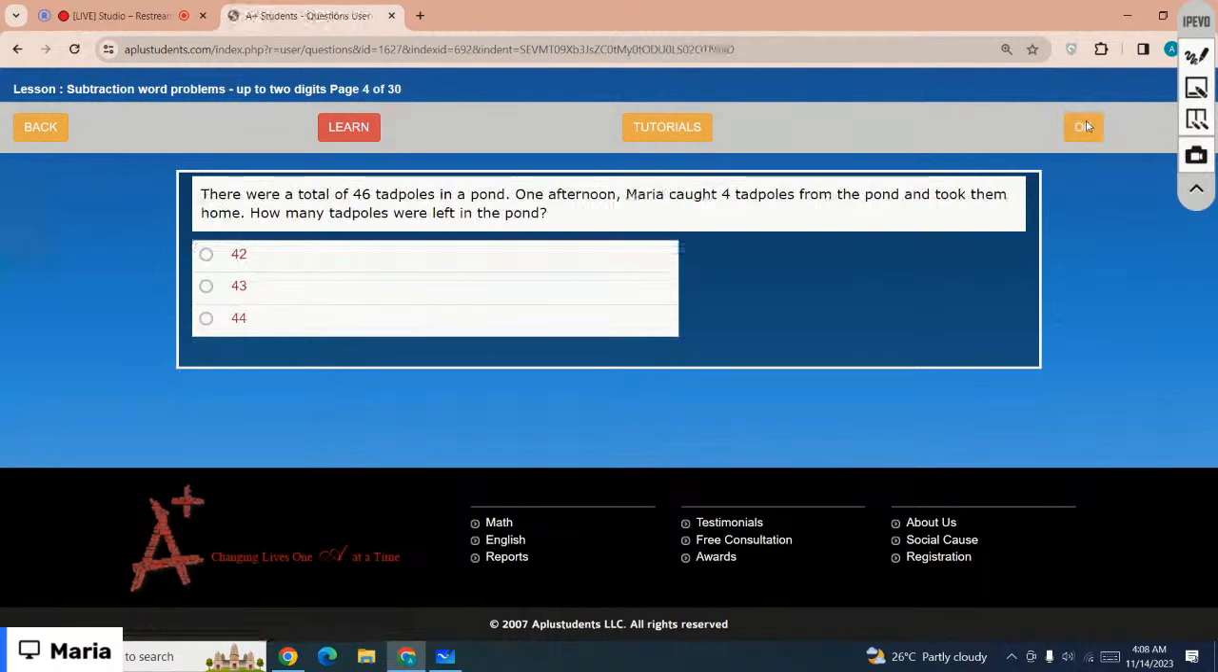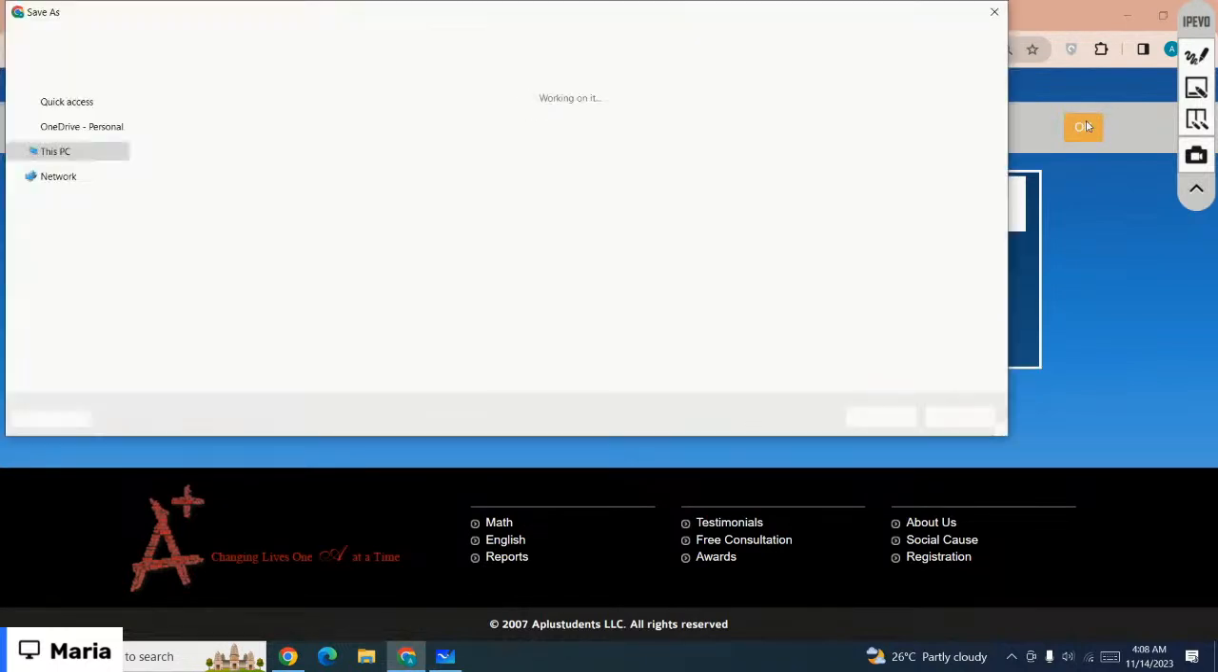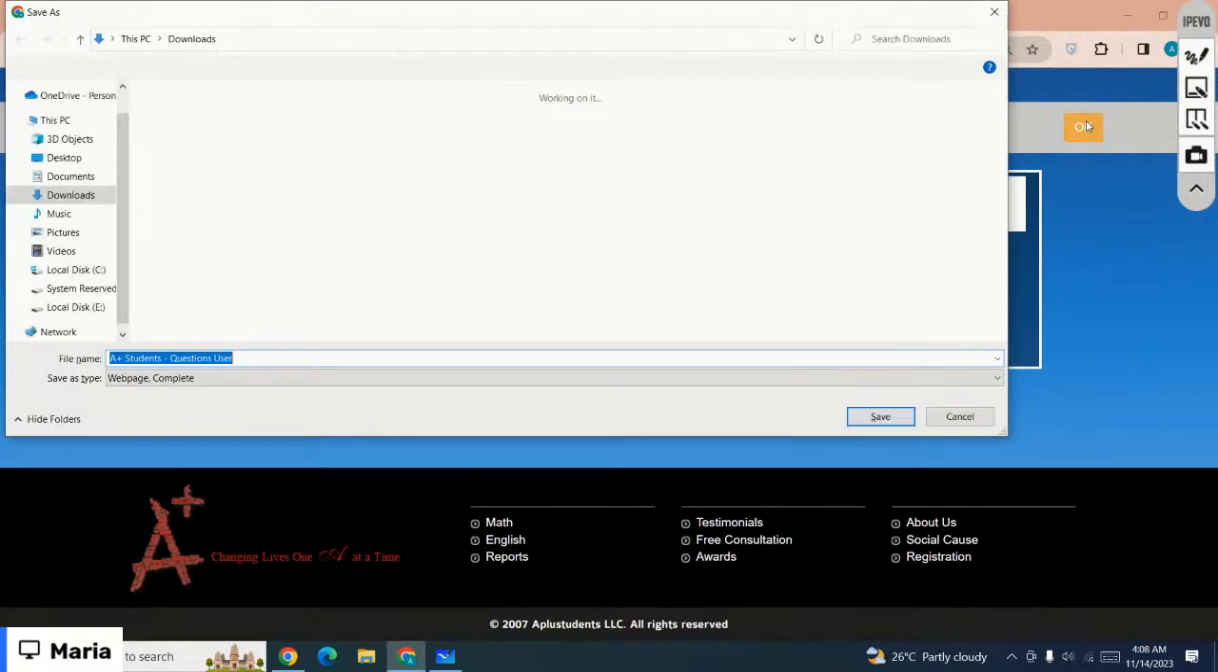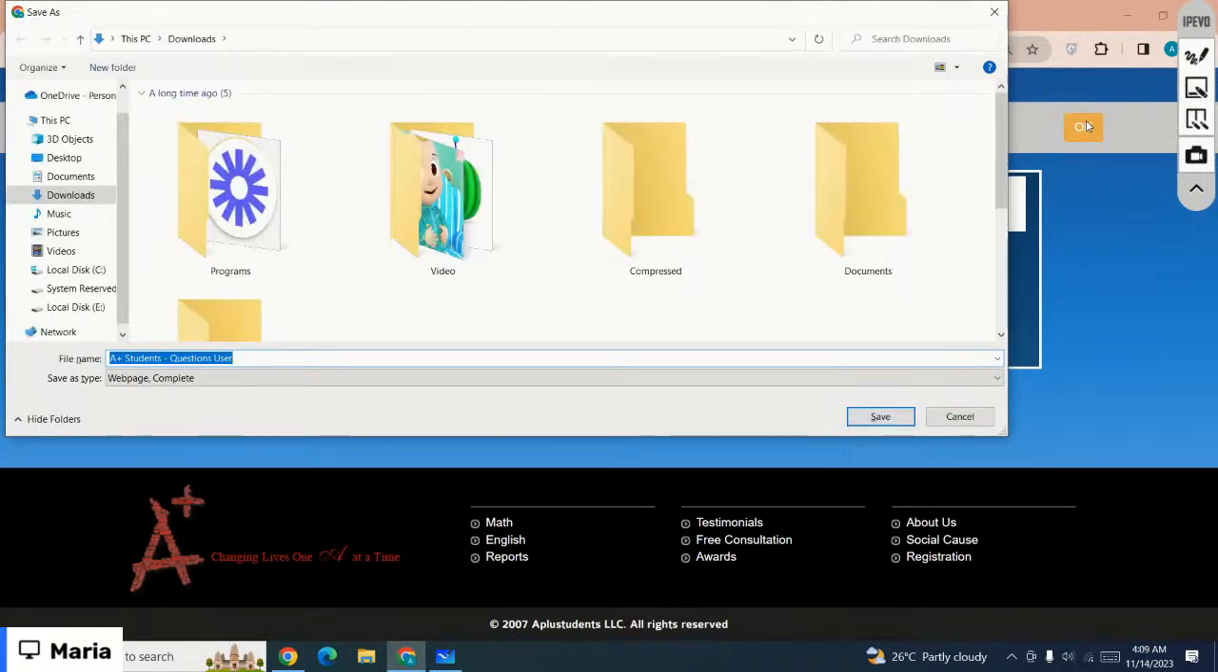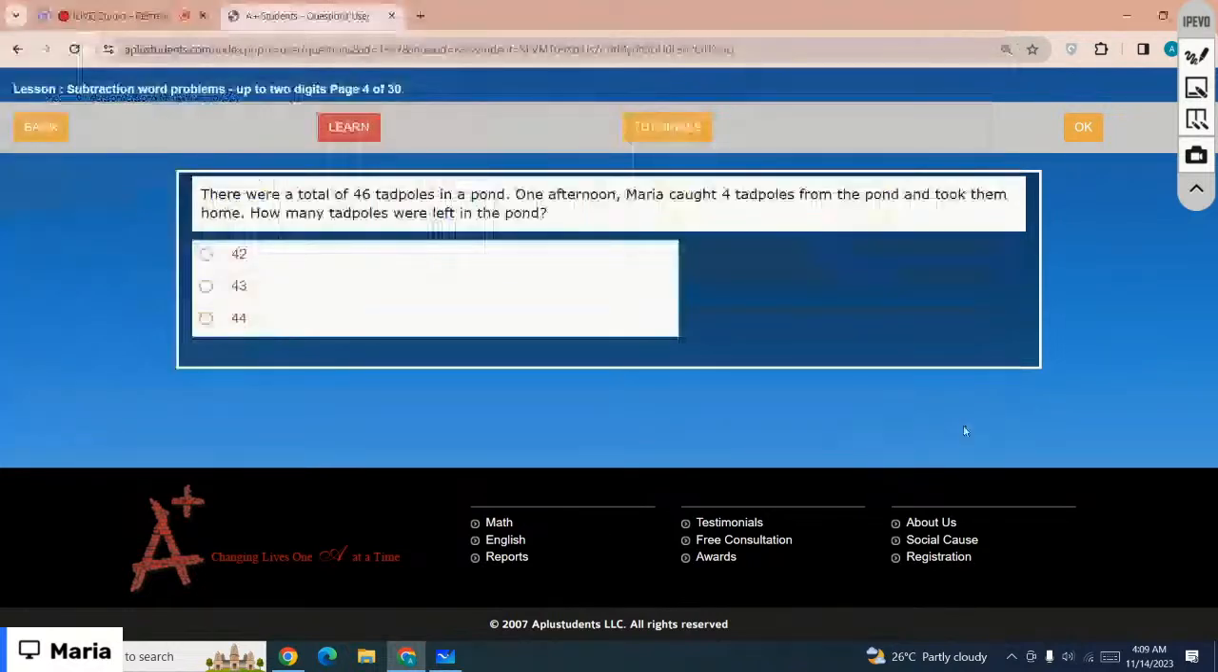There were a total of 46 tadpoles in a pond. One afternoon, Maria caught 4 tadpoles from the pond and took them home. How many tadpoles were left in the pond? So, which is the correct option?